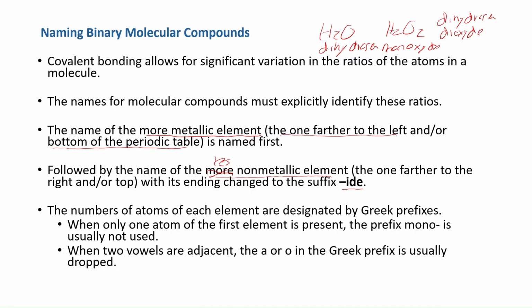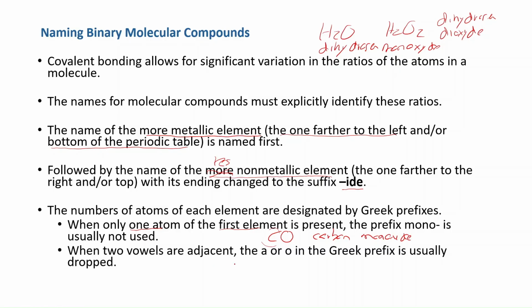One or two comments I need to make in here. When you have only one atom of the first element, you don't bother to put mono. But it has to be one atom of the first element. If it's the second element, you put it. You saw in there hydrogen monoxide. But what if you have carbon monoxide? You don't say monocarbon monoxide, you just call it carbon monoxide. You don't bother to put mono when the first element has only one, but only in that case.